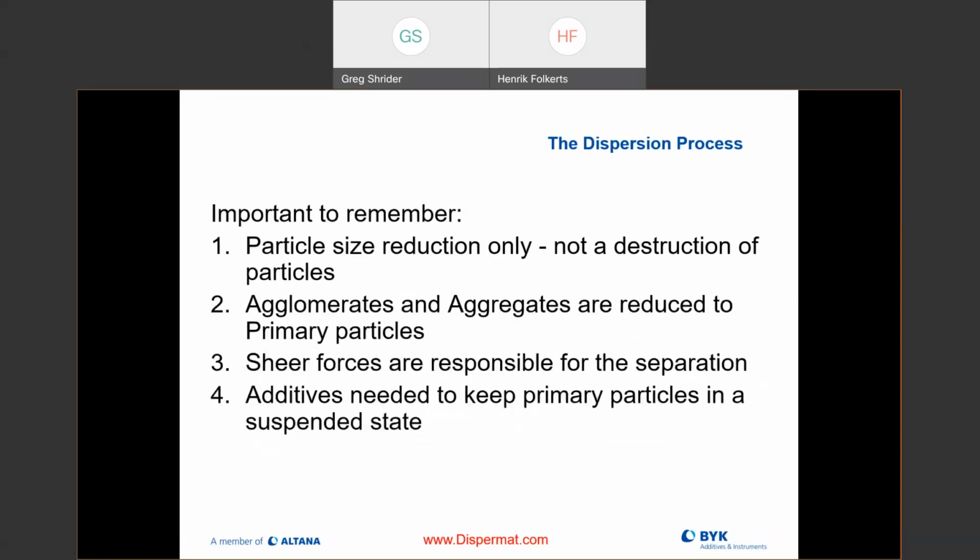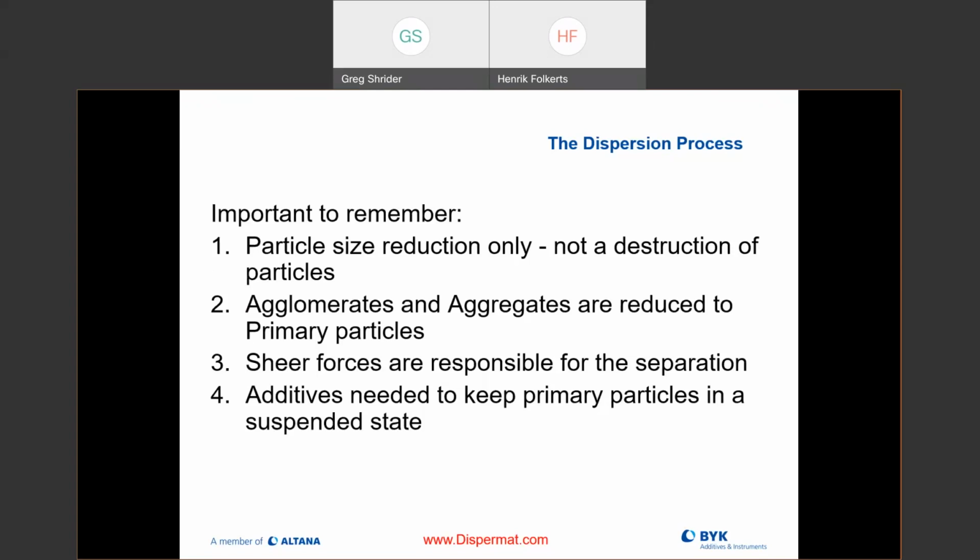Okay, so it's really important to remember that when we talk about dispersing and milling, it's about actually reducing the particle size to break up these binding forces. We don't want to actually destroy our pigment particles, and these agglomerates and these aggregates really reduce to the primary particle size. So when we actually pre-disperse, we break up the binding forces of our agglomerates, and then when we do the actual milling part, which we'll cover in detail today, this is when we break up the binding forces of our aggregates, and that allows us to really go down to the primary particle size.